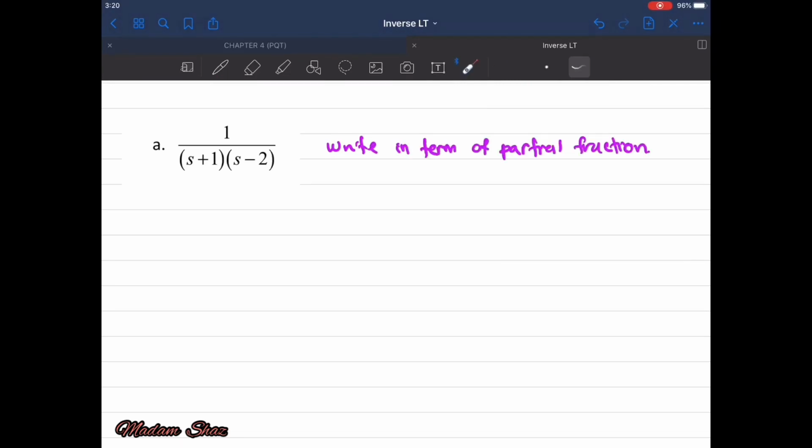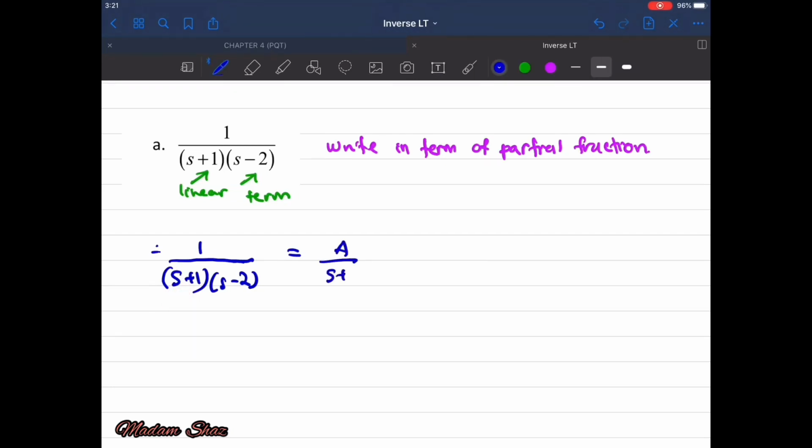In order to write in terms of partial fractions, you have to know whether the denominator is a linear term, repeated linear term or quadratic term. So s + 1 is a linear term. s − 2 is also a linear term. So both of the denominators are linear terms. So write in terms of partial fractions. Therefore, 1 over (s + 1)(s − 2) is equal to A over (s + 1) plus B over (s − 2).